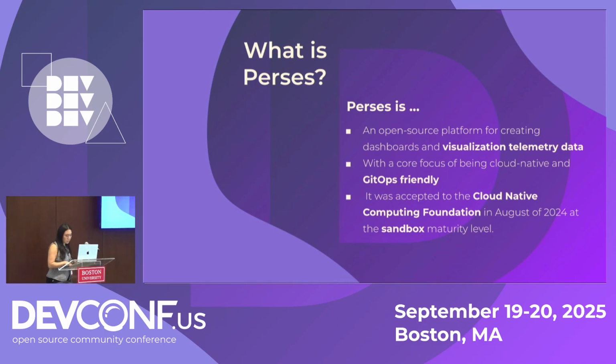It was accepted into the CNCF, which is the Cloud Native Computing Foundation, in August of last year, 2024, at the Sandbox maturity level. Sandbox is defined as entry-level, new, early-stage projects, which means Persis is still working on community building and also stabilizing the application. Some of you might already know that the CNCF is a nonprofit organization that is part of the Linux Foundation. Its primary mission is to foster the growth and adoption of cloud-native technologies by championing an ecosystem of open source, vendor-neutral projects like Persis.